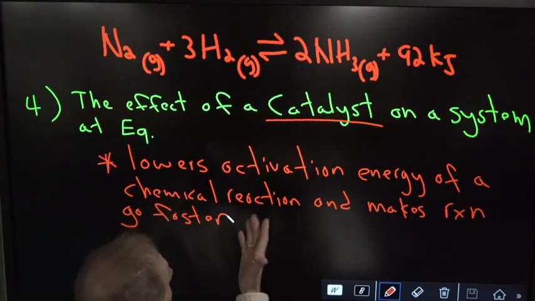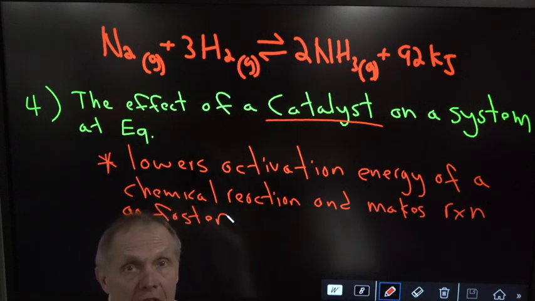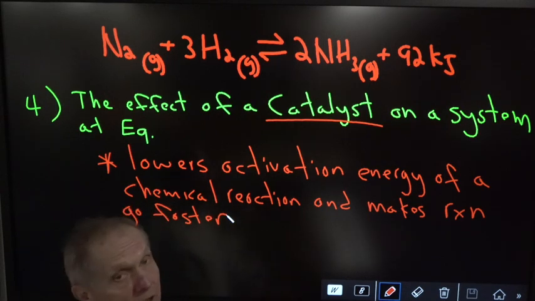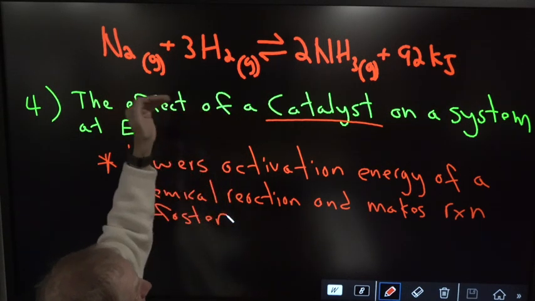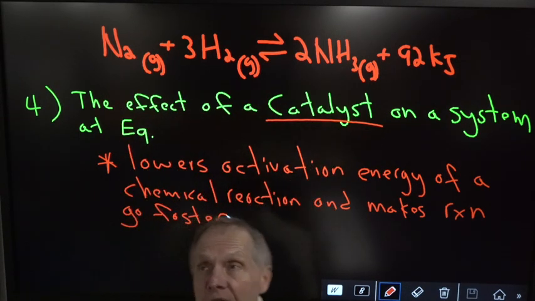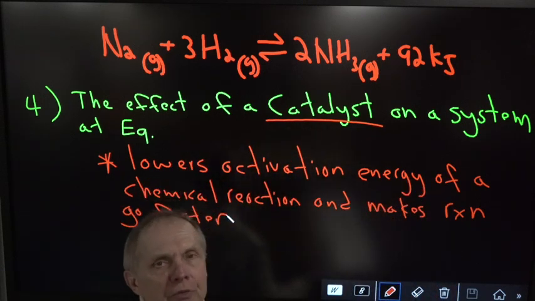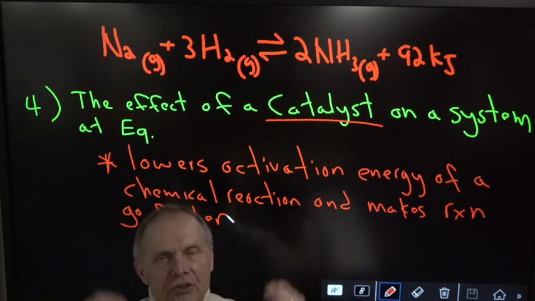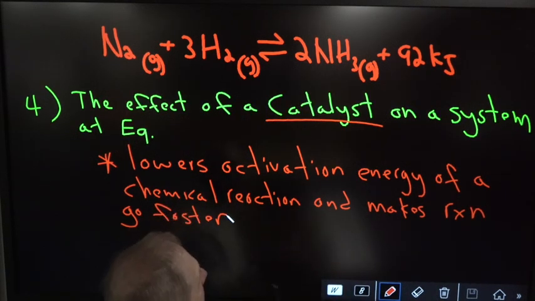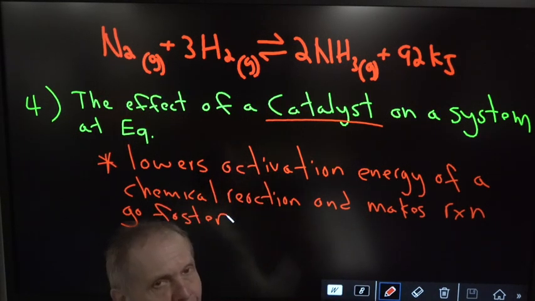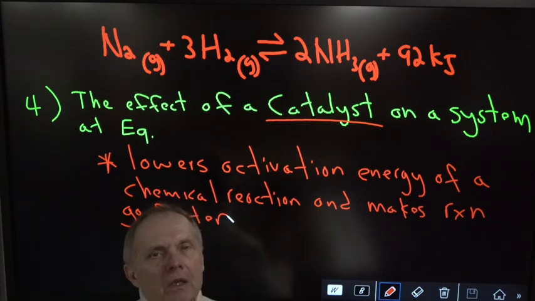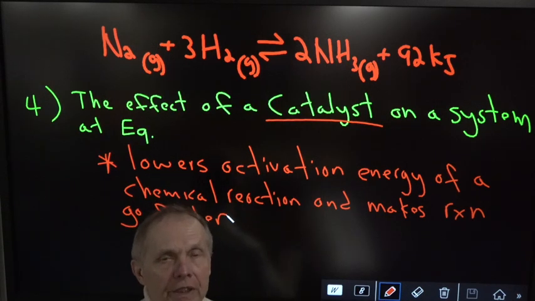So, the easy thing about a catalyst is, if you put a catalyst in a system at equilibrium, it speeds up both the forward and the reverse reaction the same. So it speeds up both forward and reverse reactions equally. And that's what you have to remember about a catalyst. Speeds both reactions up, forward and reverse, equally.